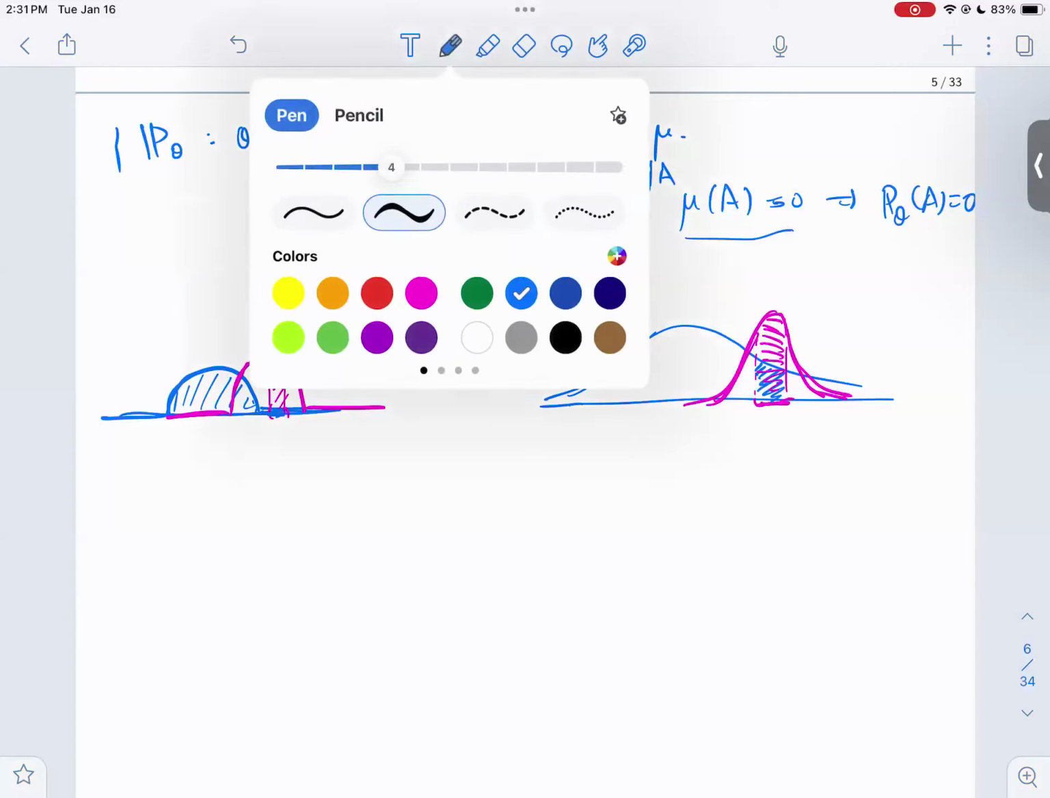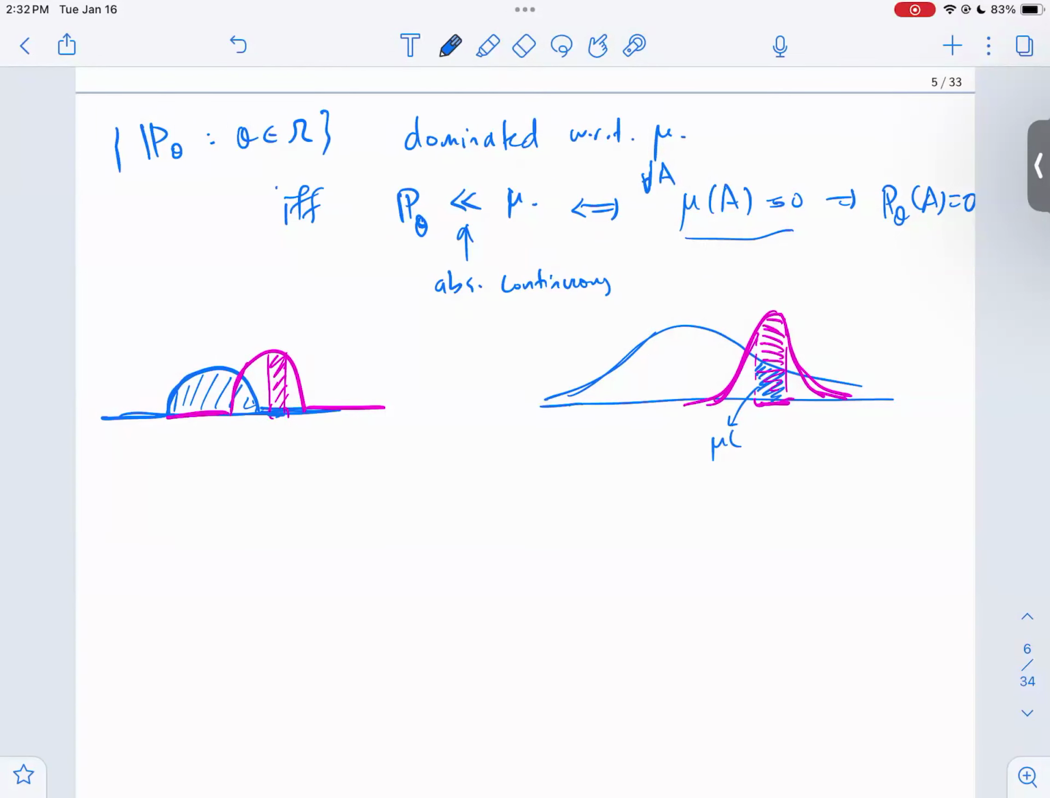So if this is mu of A, and this is p theta of A, then p theta of A divided by mu of A, times mu of A, gives me p theta of A. Because for everything that this has non-zero, this is also non-zero, I can translate back with the ratio. So this is going to be our density. If this doesn't hold, then I don't have a density. I can't integrate the density against this measure to do that.